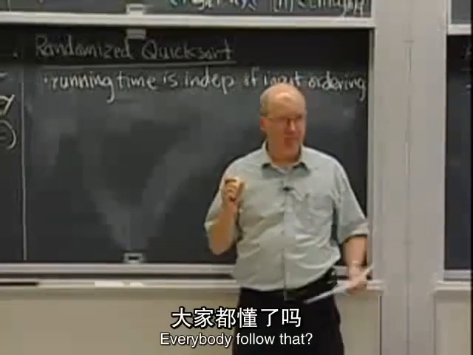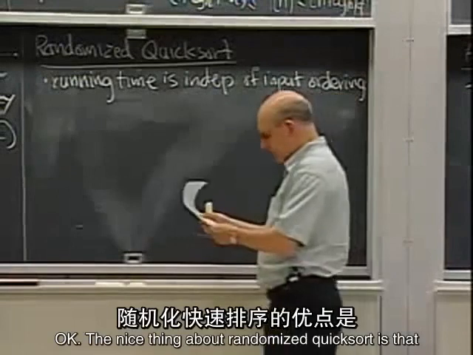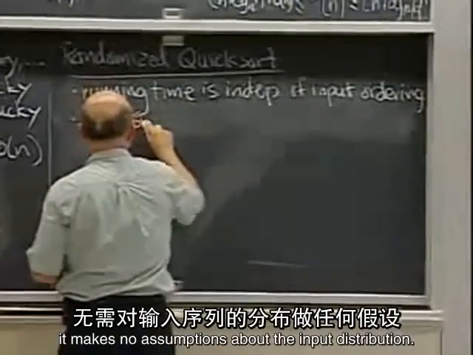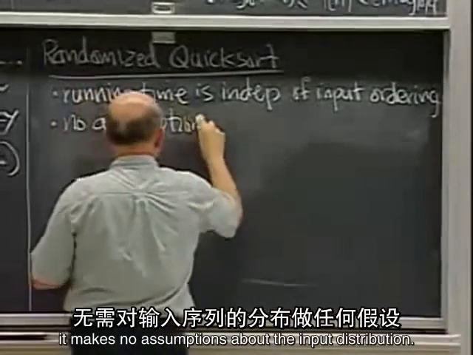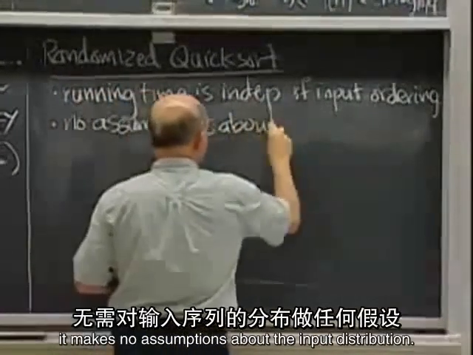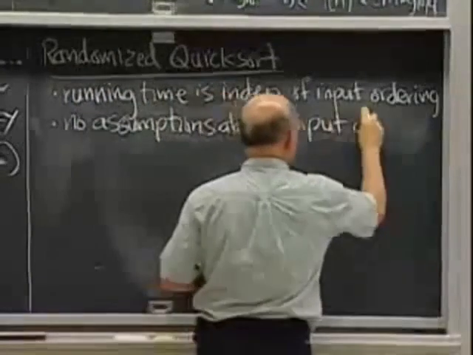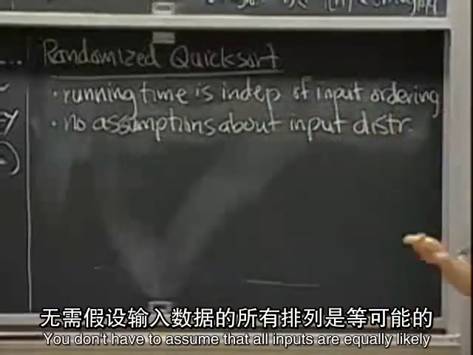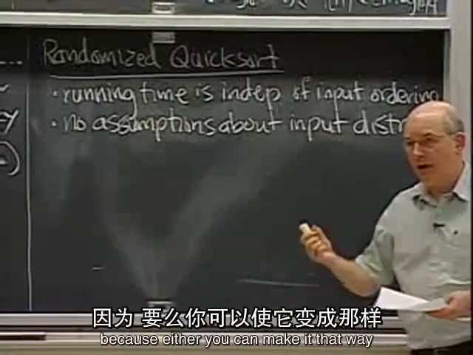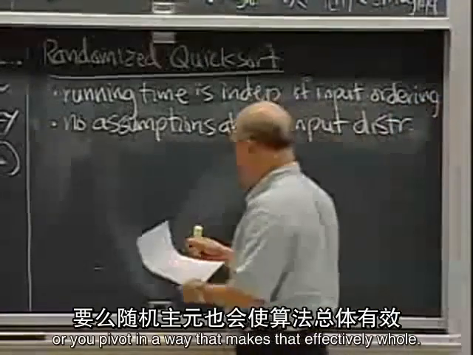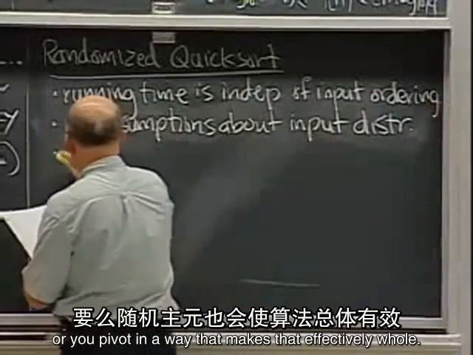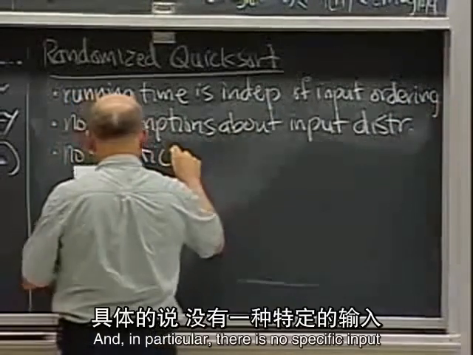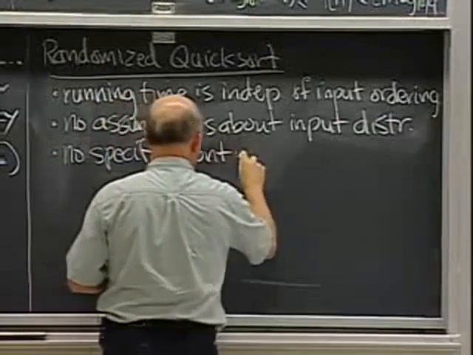Everybody follow that? The nice thing about randomized quicksort is that it makes no assumptions about the input distribution. You don't have to assume that all inputs are equally likely, because you pivot in a way that makes that effectively hold. In particular, there's no specific input that can elicit the worst-case behavior.